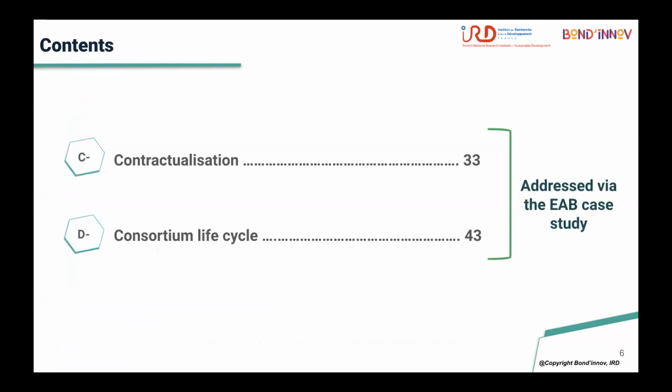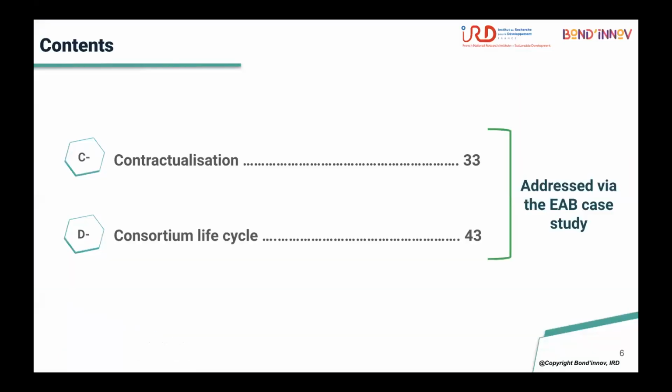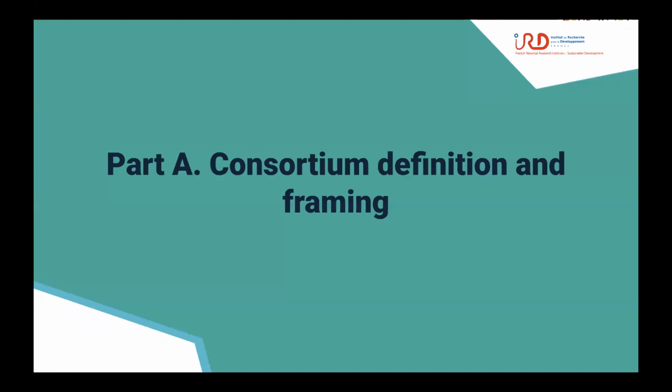And in a third subsection, we will talk about the contractualization. This will be a very short subsection because we have a more detailed module on how to set up research or research innovation project contractualization. And we will finish with the consortium life cycle. As a reminder, all these sections will be highlighted using the Europe Africa Booster case study.